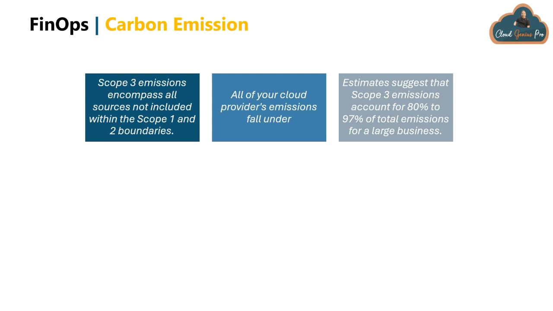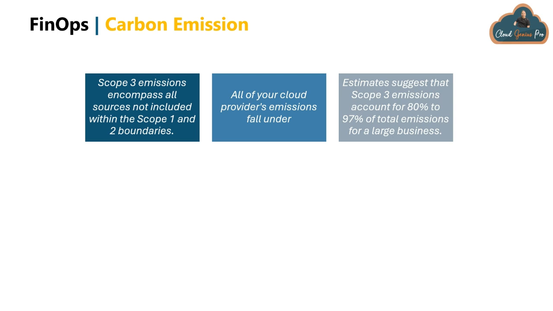One simple example is that cloud provider emissions fall under this. The equipment in the cloud provider data centers, you are not controlling those, you are not owning those, right? You are just using those. So for you, it is a scope 3 emission, because the cloud provider is owning them.